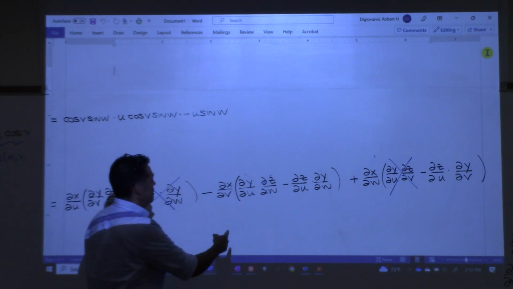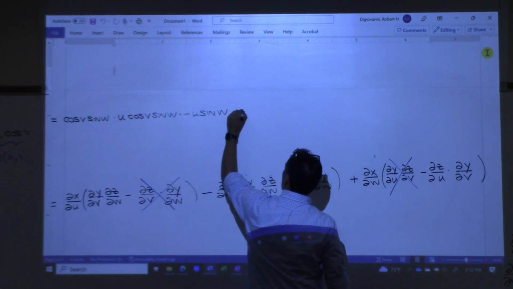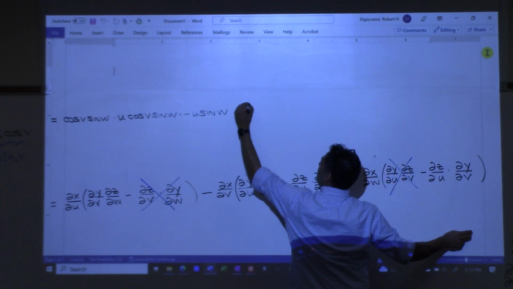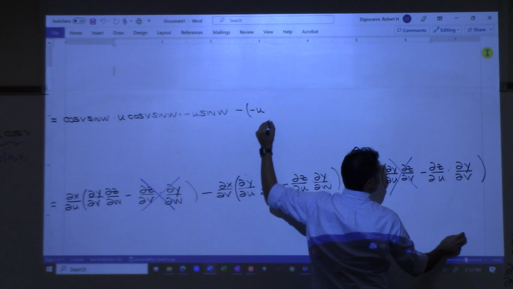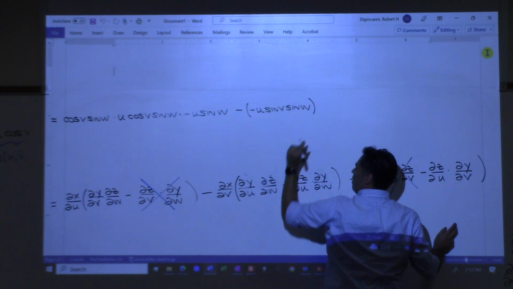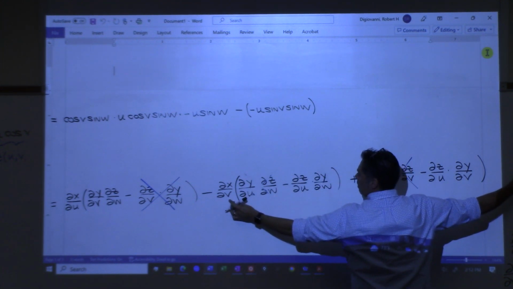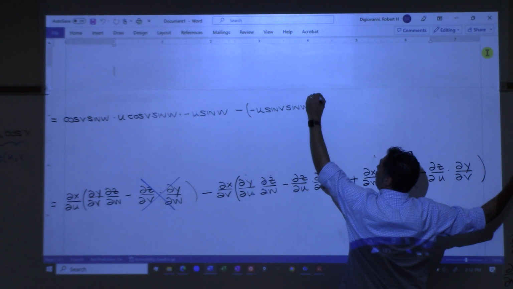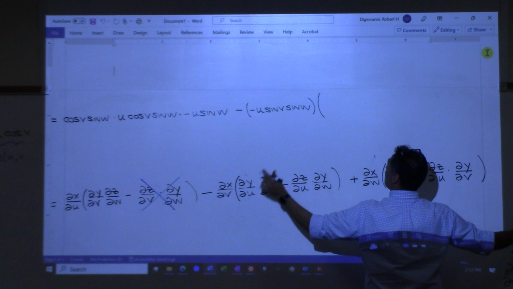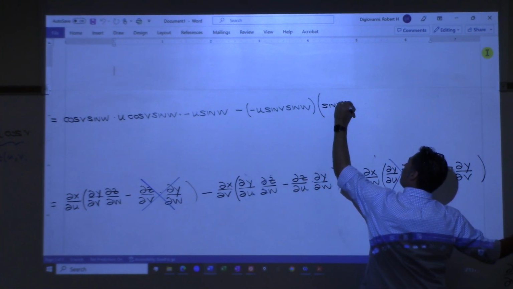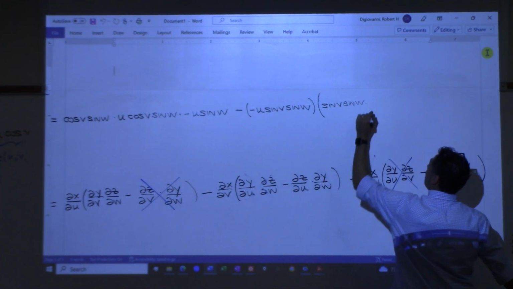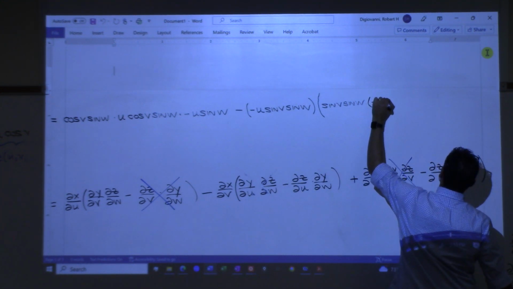Now, over here, this one's going to be a little bit different. Minus, okay, partial x with respect to v is this one. So that's going to be a double minus, isn't it? So minus u sine v sine w. Okay, that's just this right here. And then I'm going to go ahead and do a parenthesis. Partial y with respect to u, sine v sine w. And then times partial z with respect to w, negative u sine w.